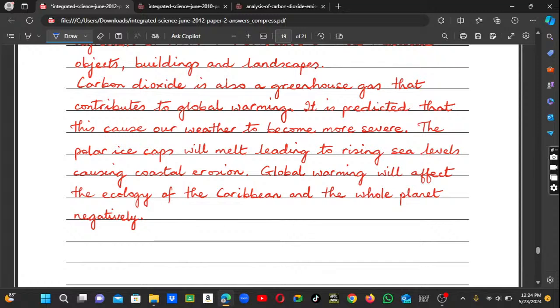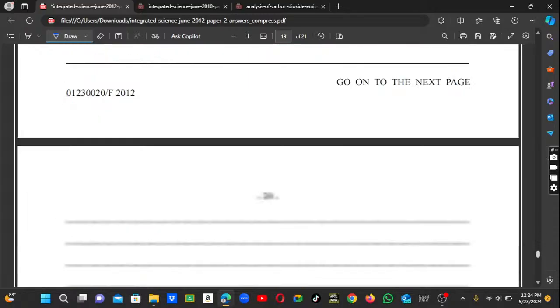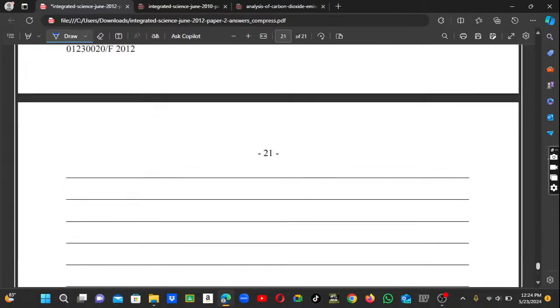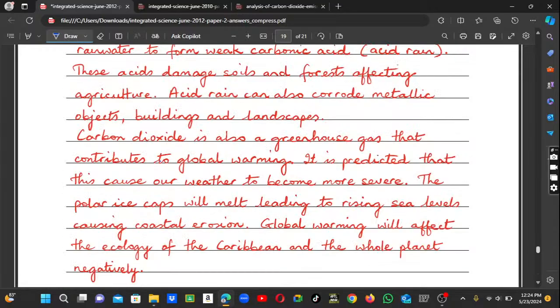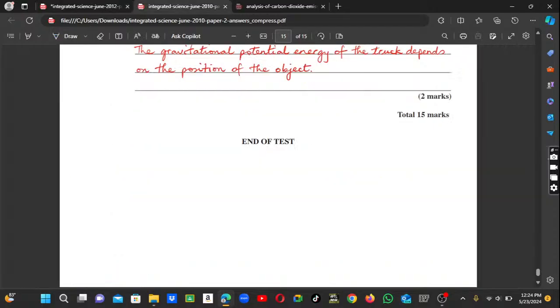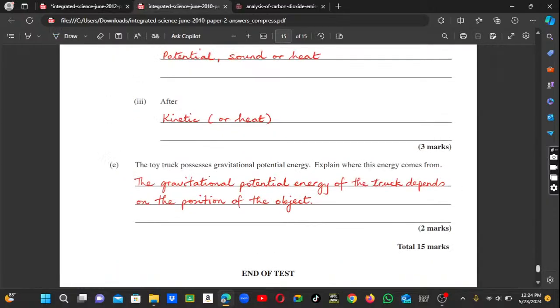And we know that global warming would also affect the ecology of the Caribbean and the whole planet negatively. So these are the three ways in which carbon dioxide affects the community, and not just the community but the country, or the people in the Caribbean. Alright, that was the end of the 2012 paper, guys.